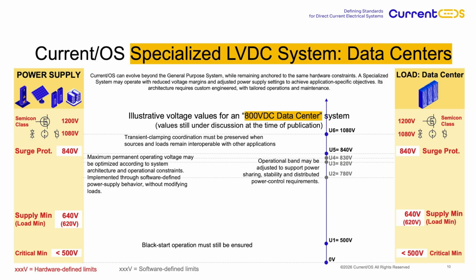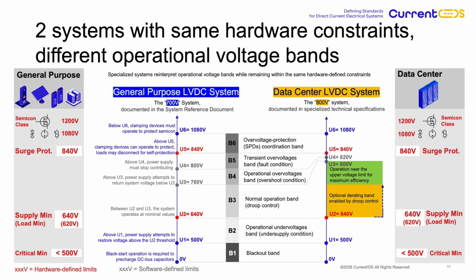In this context, Current OS is involved in collaborative work with various teams responsible for designing data centers, and together they have defined narrower voltage bands at the upper end, around 800 volts, in order to meet the requirements of these applications. The electronic equipment used is not fundamentally different from what is required in installations operating within the 700 volt and 800 volt bands.